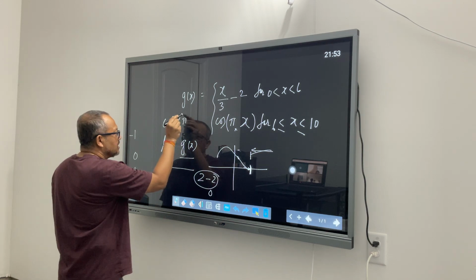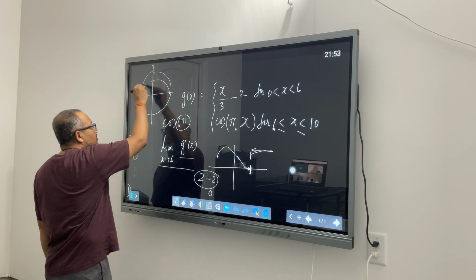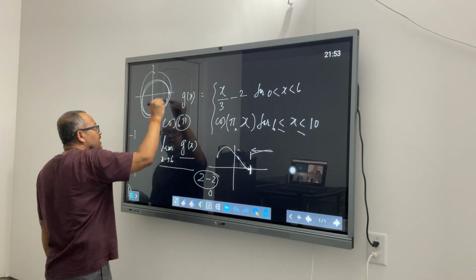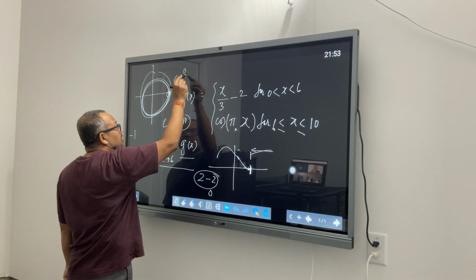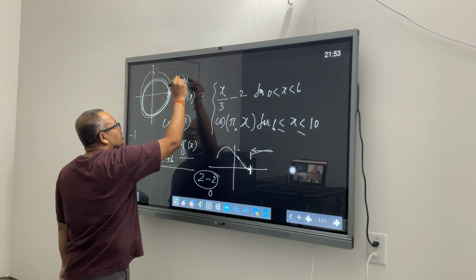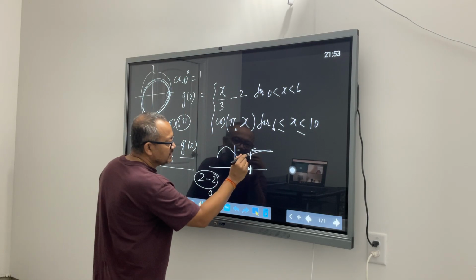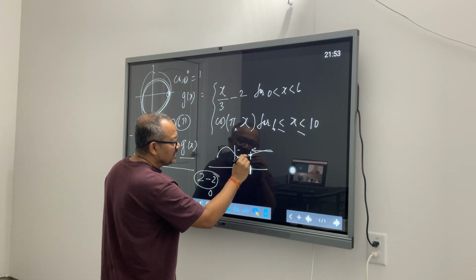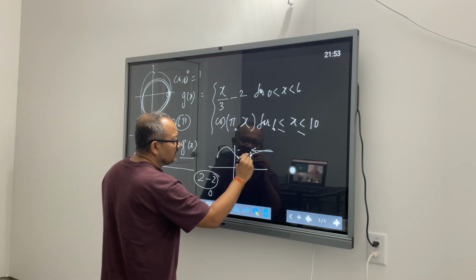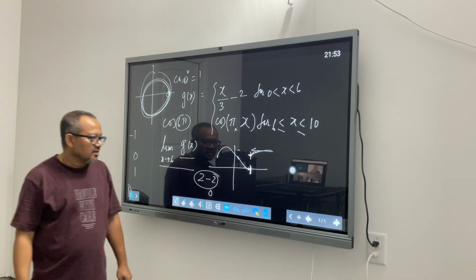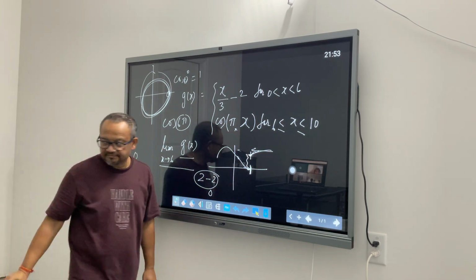6 pi, if you go back to the unit circle, 6 pi meaning 2 pi, 4 pi, 6 pi. So you are coming to this one, which is equal to cos of 0 degree. Cos 0 degree is nothing but 1. So here, when x is 6, you have a value and you have things approaching 1. So there is certainly a break here.